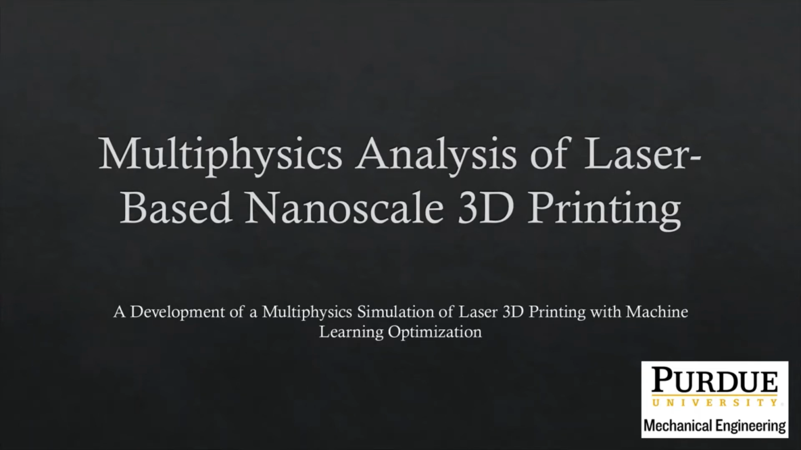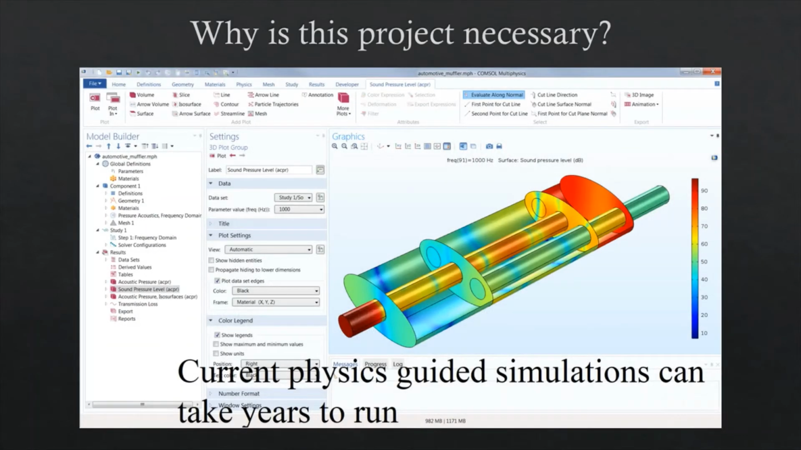This summer, our team has been working to create a physics-guided machine learning system to simulate laser-based nanoscale 3D printing. We set out to work on this project due to a problem in current physics-guided simulation software, such as COMSOL, as shown in this example.